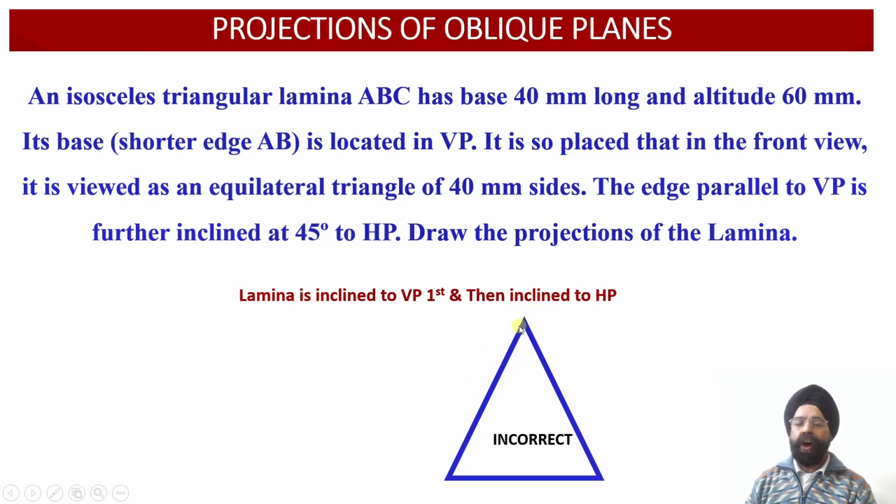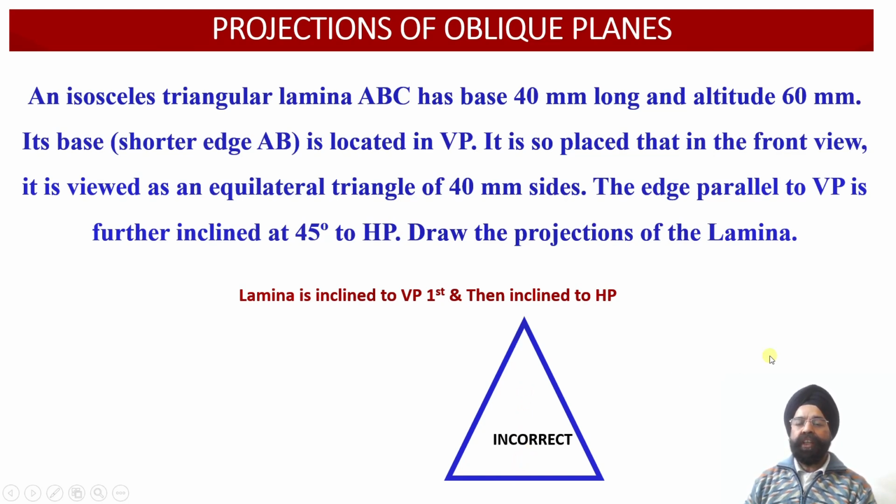So let us first of all evaluate the orientation of this isosceles triangular lamina into the vertical plane. Now, if we draw this orientation of the isosceles triangle, we'll see that the base happens to be 40 millimeter, while this altitude, that is the perpendicular distance from this corner of the triangle onto the base, will be 60 millimeter.